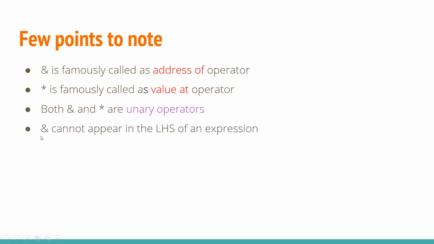Also, the unary operator ampersand, which is address of, cannot appear on the LHS of an expression. What do you mean by this? It means a C statement or assignment statement like ampersand b equal to 2000 is invalid. Why?